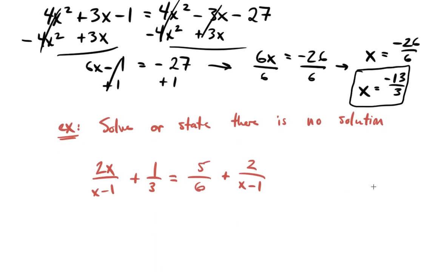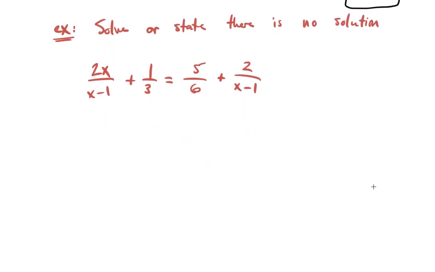Okay, so let's do one more. This problem in red. So again, we're going to solve or state there's no solution. And as always, when you have algebraic fractions, the first step is to factor everything, but everything is factored here. And then the next step is to make a least common denominator. So you go to the first denominator, you get an x minus 1. You go to the next denominator, a 3.